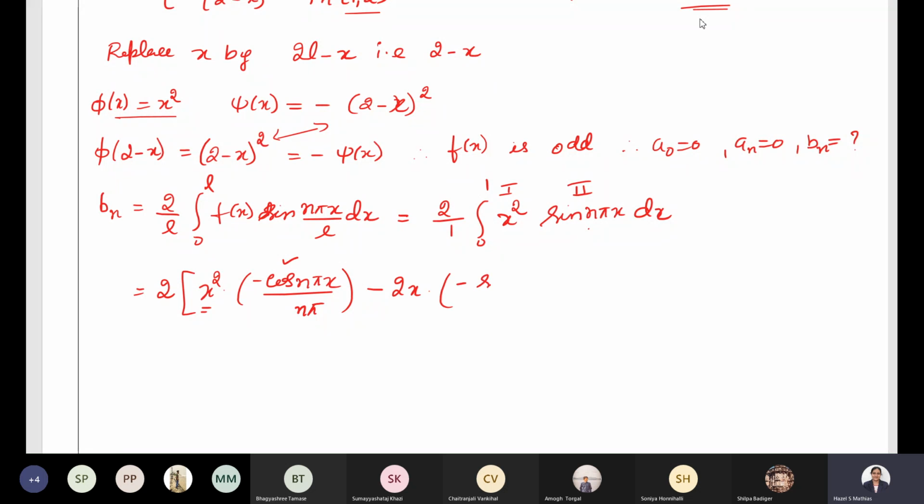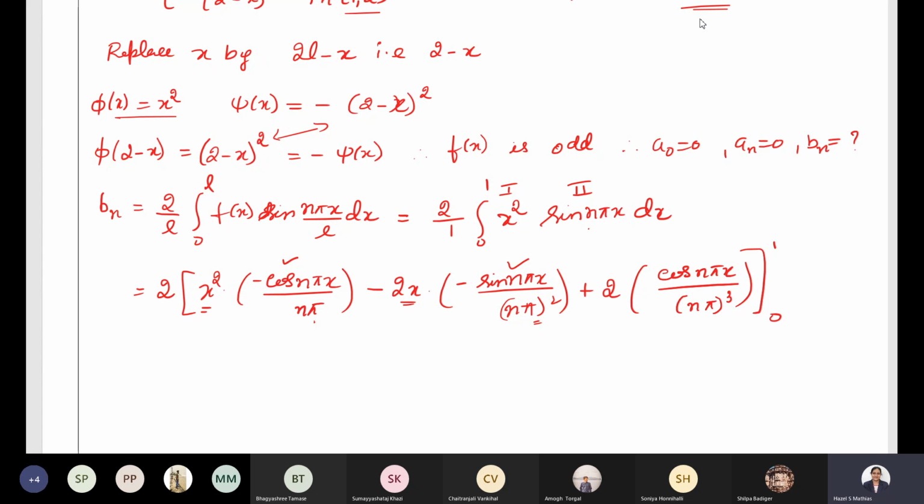Integration of cos is sine, but with the negative sign: sine n pi x by n pi, and one n pi already there, so it will become n pi whole square. Then plus sign. Differentiate 2x. Differentiation of 2x is 2. Integrate this term again. Integration of sine is minus, but there is a negative sign, so it will become plus cos n pi x divided by n pi square is there, so it will become n pi whole cube, and the limit varies from 0 to 1. Am I correct? Next.